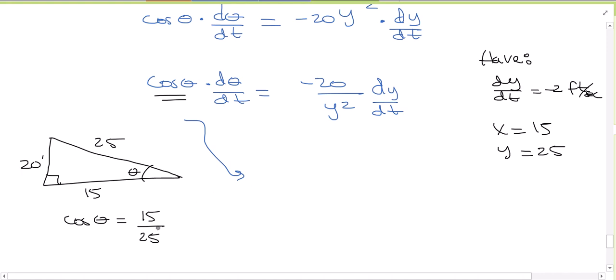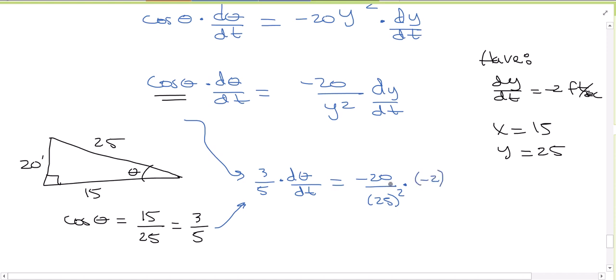So then we're going to have cosine of theta, 15 over 25. Let's reduce that actually. 15 over 25 reduces to what? Divided by 5, so that will be 3/5. So let's use the reduced version. So 3/5 times d theta dt equals negative 20 over y squared, y squared will be 25 squared, times dy dt. dy dt is the negative 2. And so notice that's where our negatives cancel out.